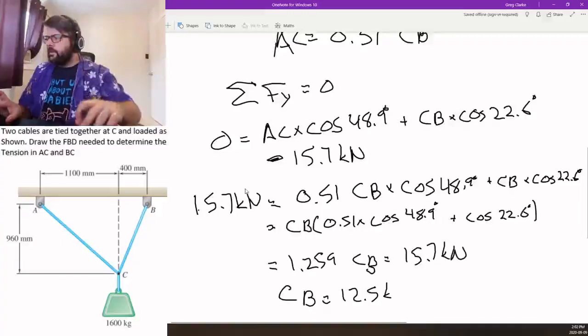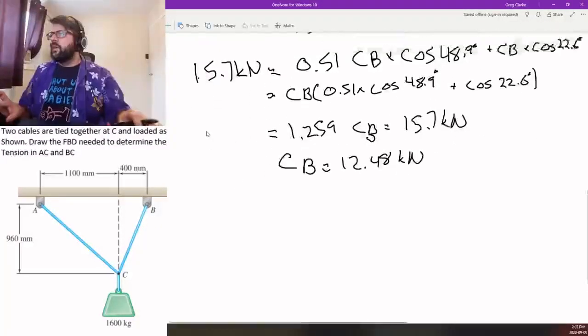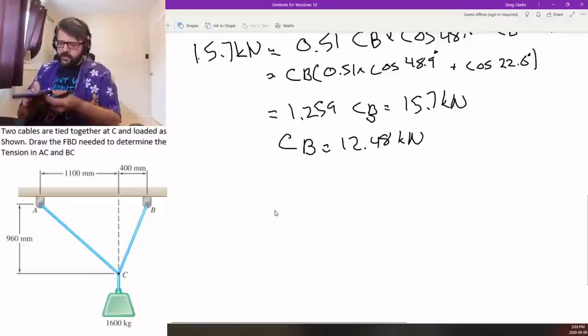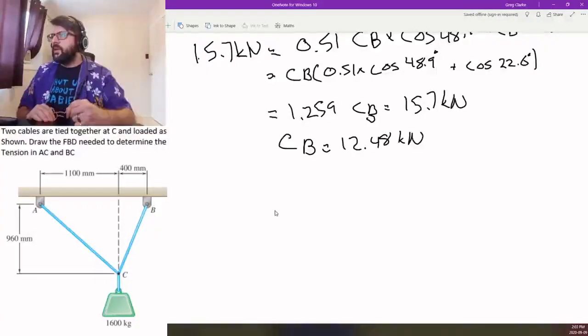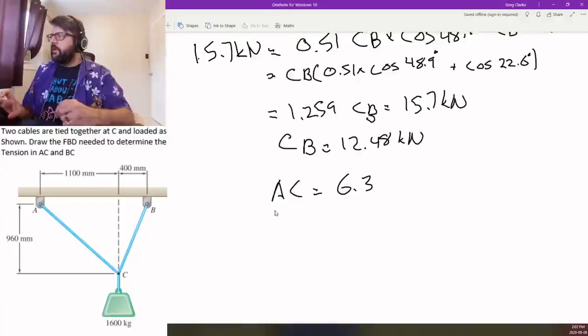Here, actually, let's go to 4 significant digits for that. 12.48 kilonewtons. And then AC, we can again solve for that by multiplying that by 0.51. 6.36 kilonewtons.